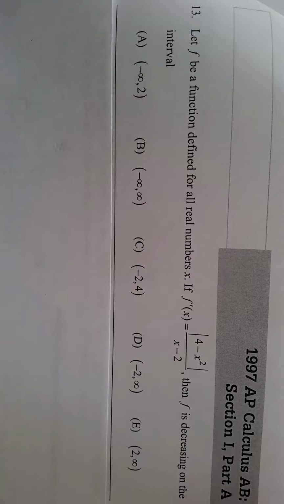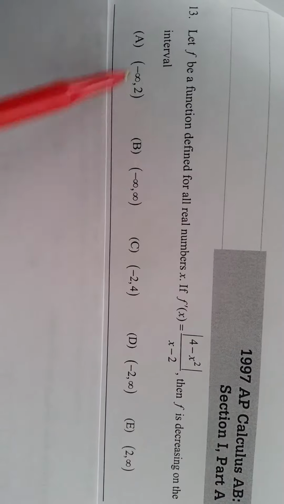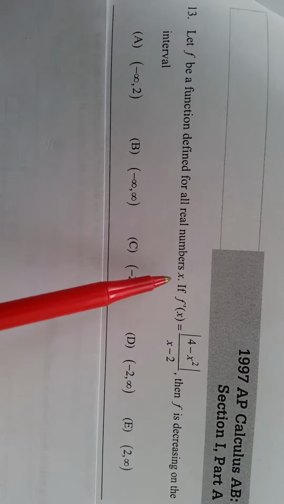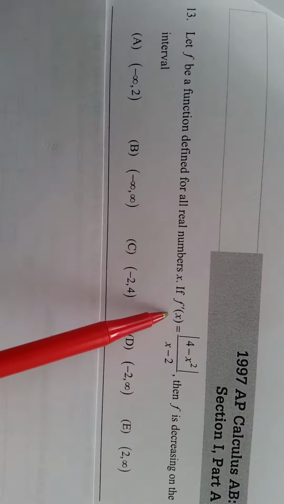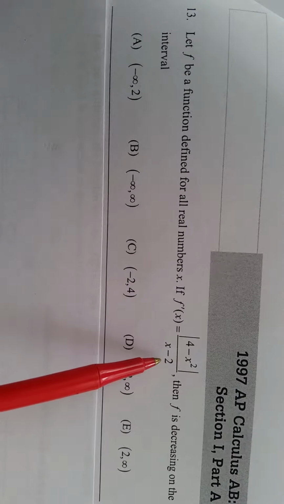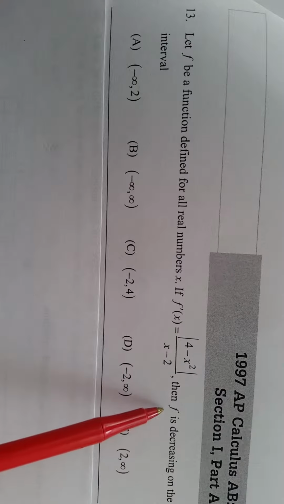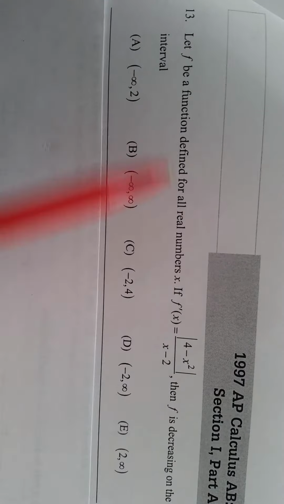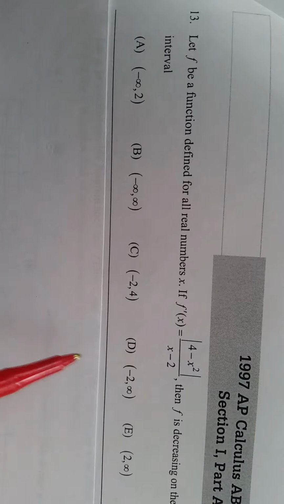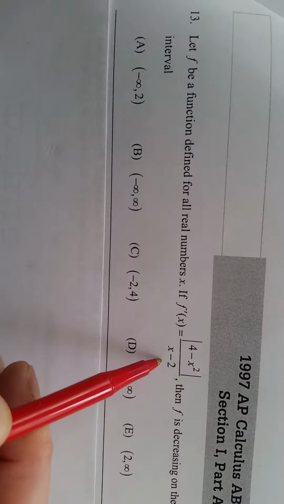Okay, so number 13 is the hardest one yet. So it says, let f be a function defined for all real numbers x. If f prime of x equals this thing here, then f is decreasing on the interval. Okay, maybe it isn't as hard. Let me think. All right. So this is the derivative.